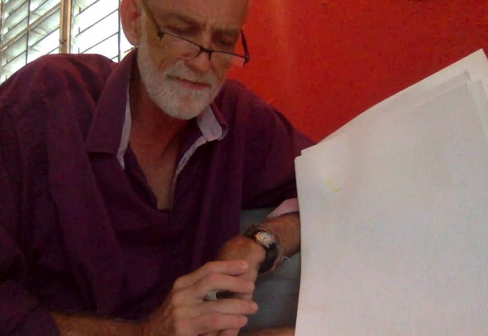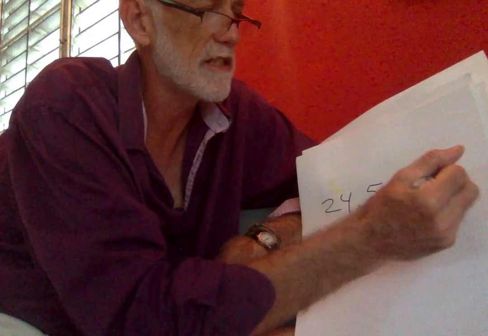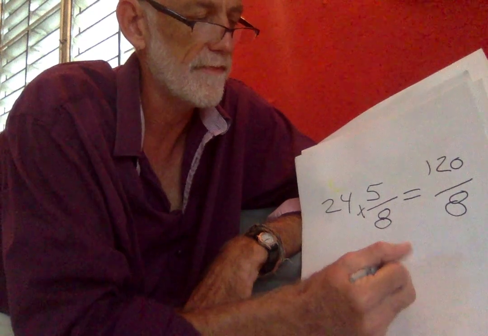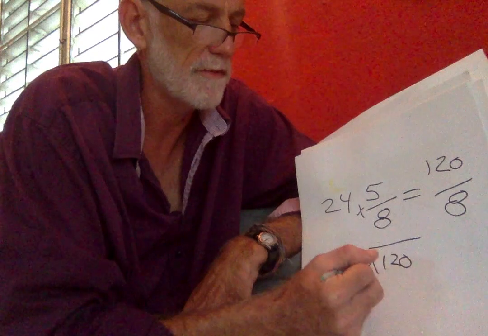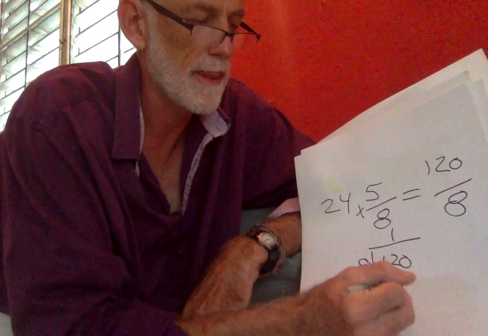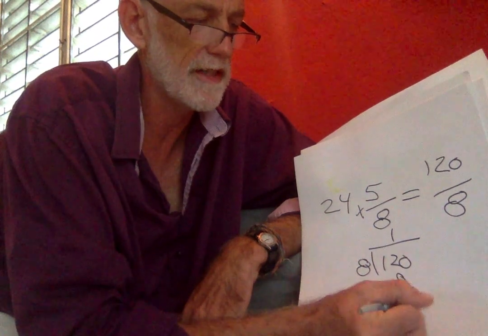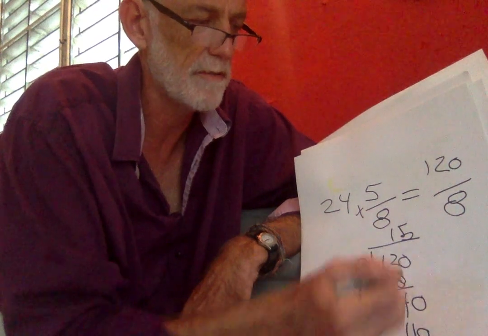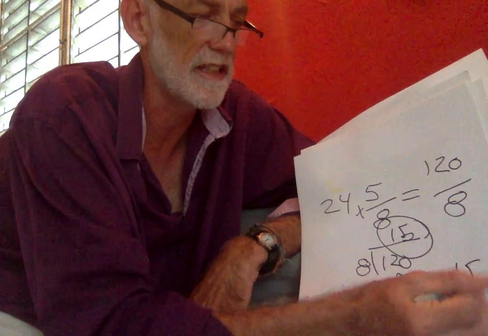Number 9, Joaquin has $24. He used 5/8 of his money to buy a pair of jeans. How much money does Joaquin have left? We multiply 24 times 5/8. 120 divided by 8. 8 goes into 12 once, 4, bring down the 0, 5. 40, no remainder. The answer is 15.